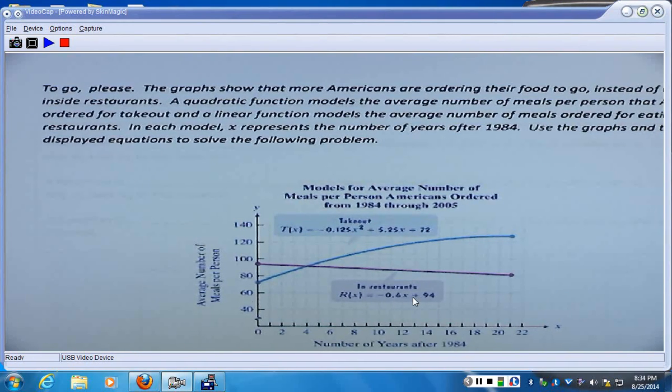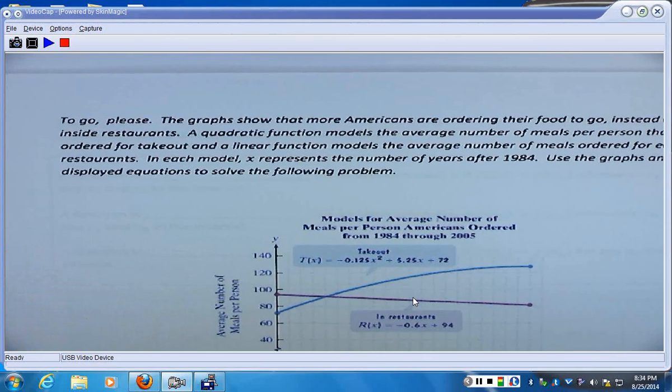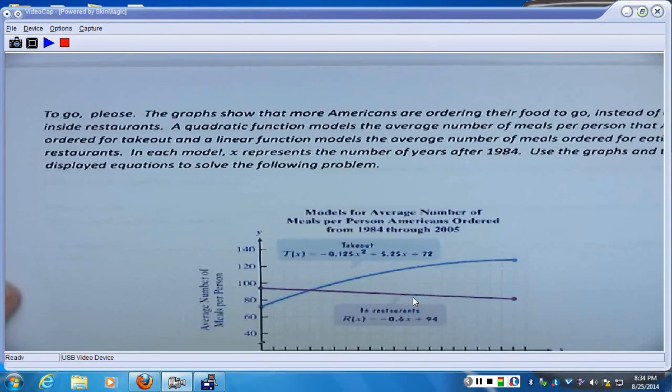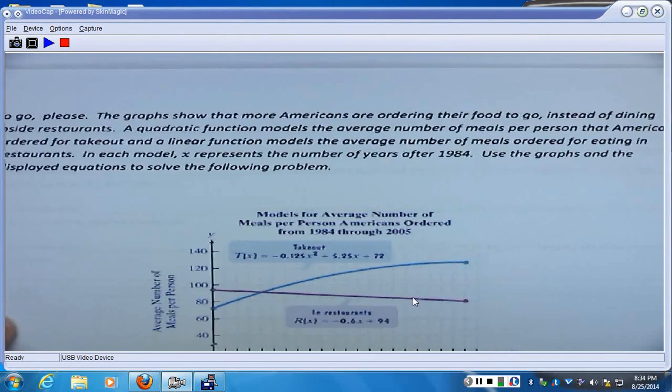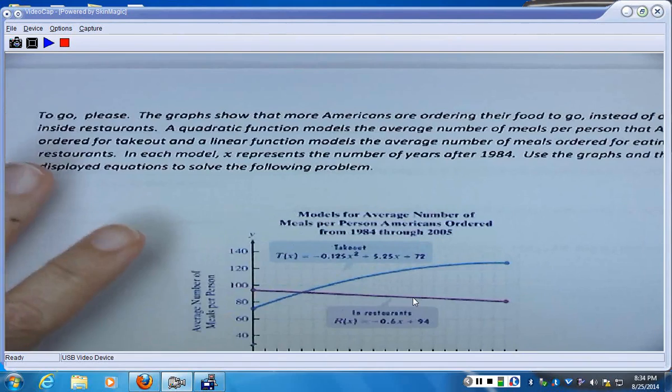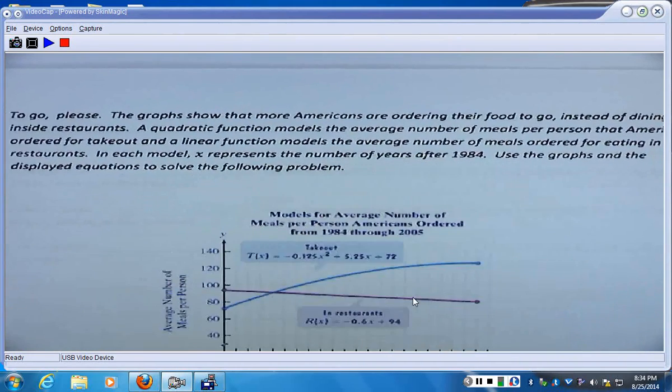All right, and then we'll be done with this section. So, to go, please. These graphs show that more Americans are ordering their food to go instead of dining inside restaurants. A quadratic function models the average number of meals per person that Americans ordered for takeout, and a linear function models the average number of meals ordered for eating in a restaurant.